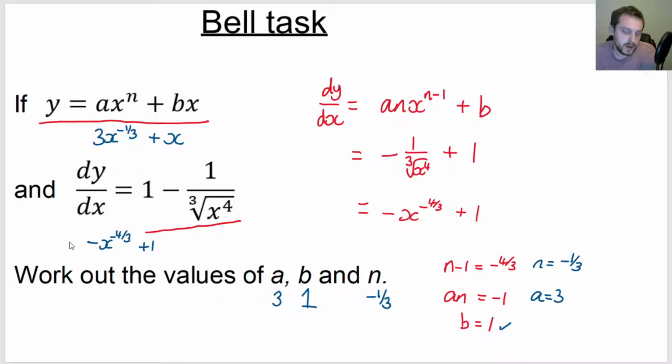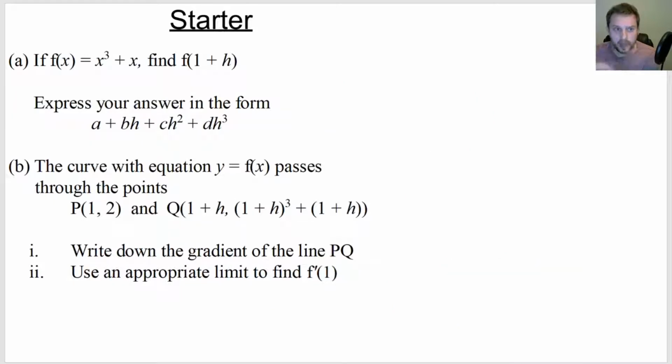So the 1 has been written the other side. It's been swapped around to kind of try to trick you out. And then of course that, as you know, a reciprocal and written with a cube root is 1 over the cube root of x to the 4. Okay, that's what that is. Okay, so that was the bell task. Then you would be greeted with the starter.